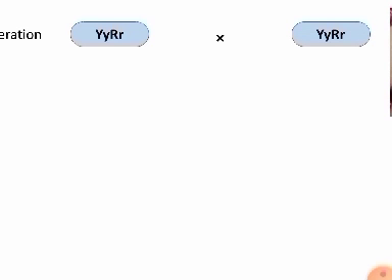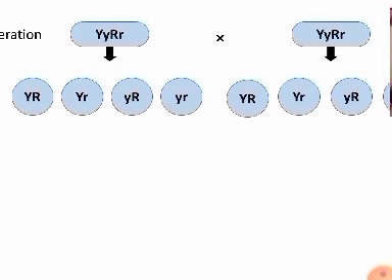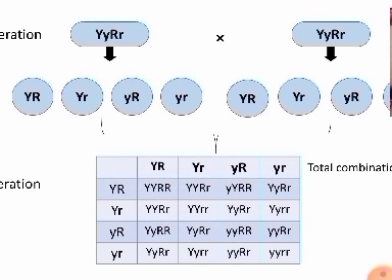Now coming to the gamete formation. Here, 4 different combinations of gametes are formed: one is capital Y capital R, second capital Y small r, third small y capital R, and fourth small y small r. Here it will be also the same. On crossing, in the F2 generation we got 16 combinations.